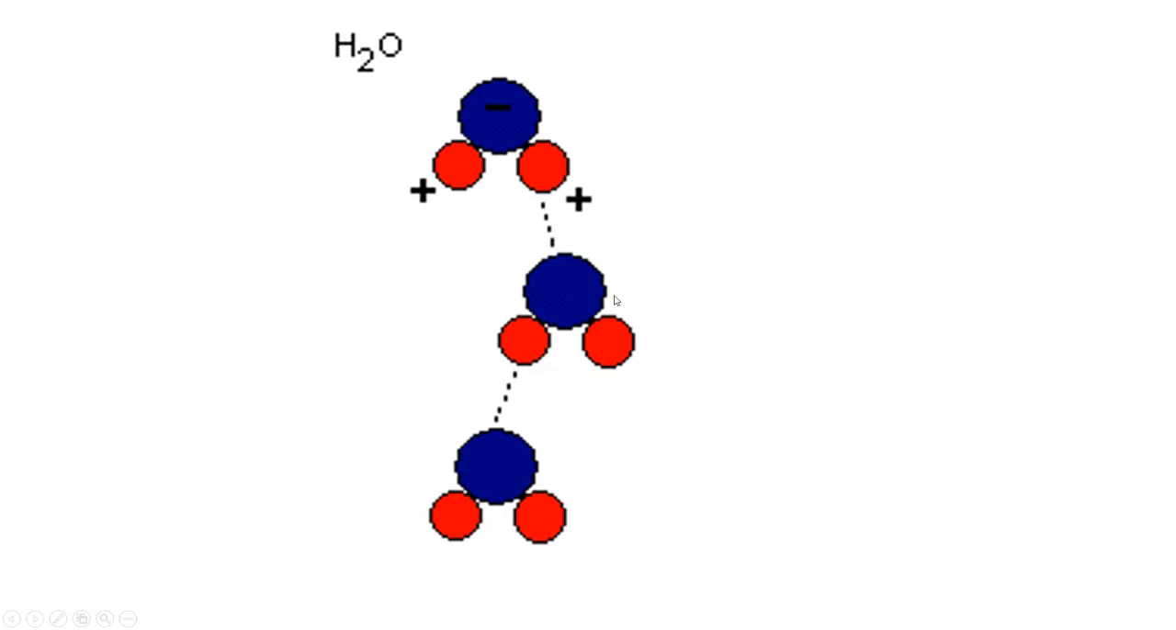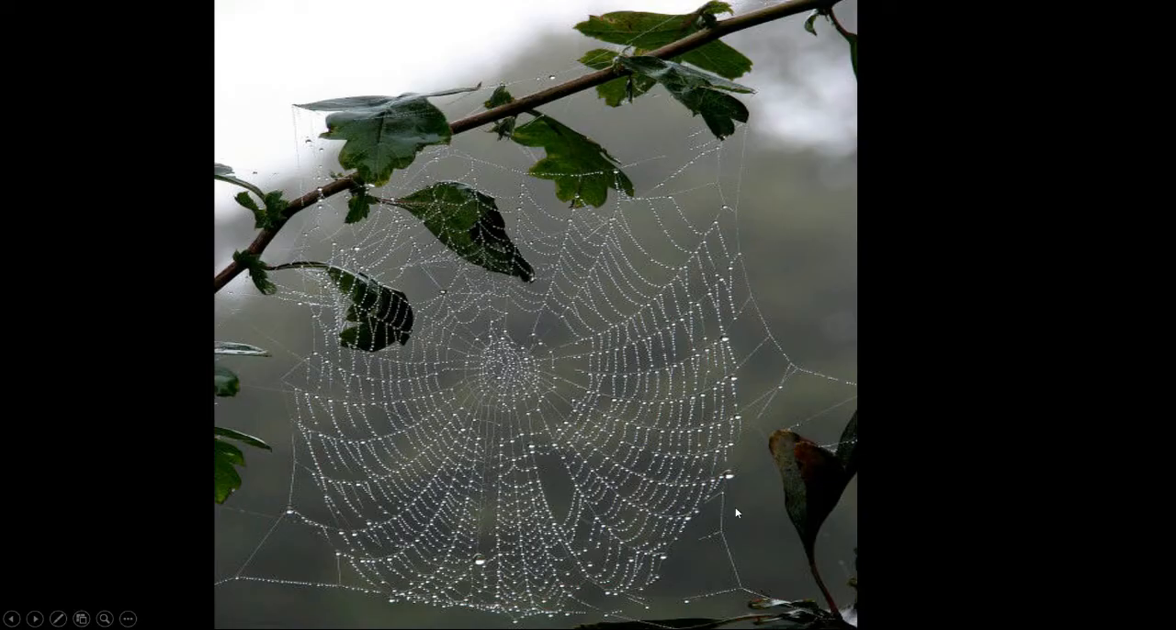A water molecule has a negative side and a positive side, and opposites attract. So the oxygen side of a water molecule tends to be attracted to the hydrogen side of another water molecule. They kind of line up like this. And that causes water to be attracted to itself, and that's what causes water to bead up.